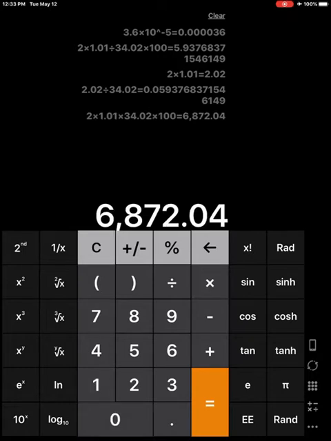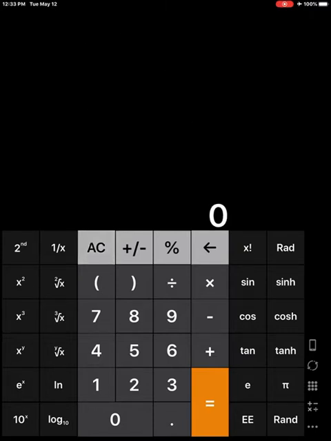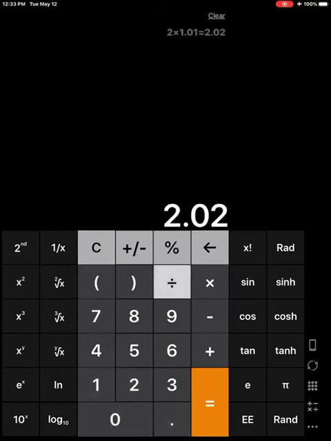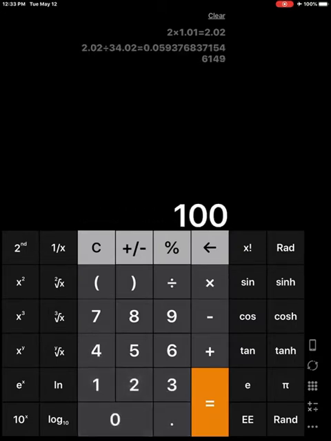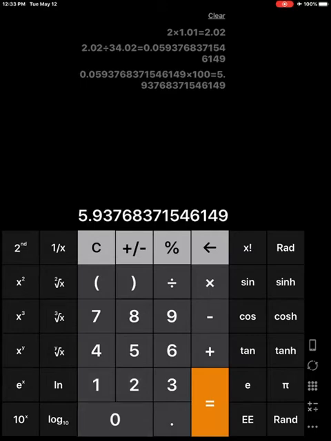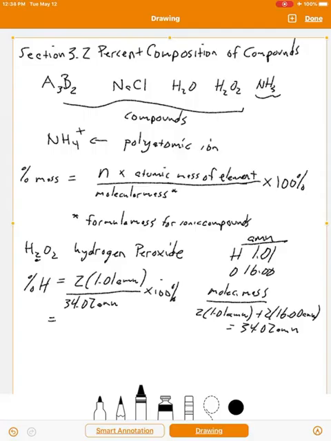You notice here, you have to be very, very careful with calculators because you get different numbers depending on how you're entering things in. So let's clear everything. 2 times 1.01, that's the hydrogen. Divide that by the total mass, the molecular mass, 34.02. Now multiply by 100. There we go, 5.938 percent hydrogen. Okay, so almost 6% of the total mass is due to hydrogen. You will note there's only 3 sig figs in here, so we should probably round this to 5.94% hydrogen.